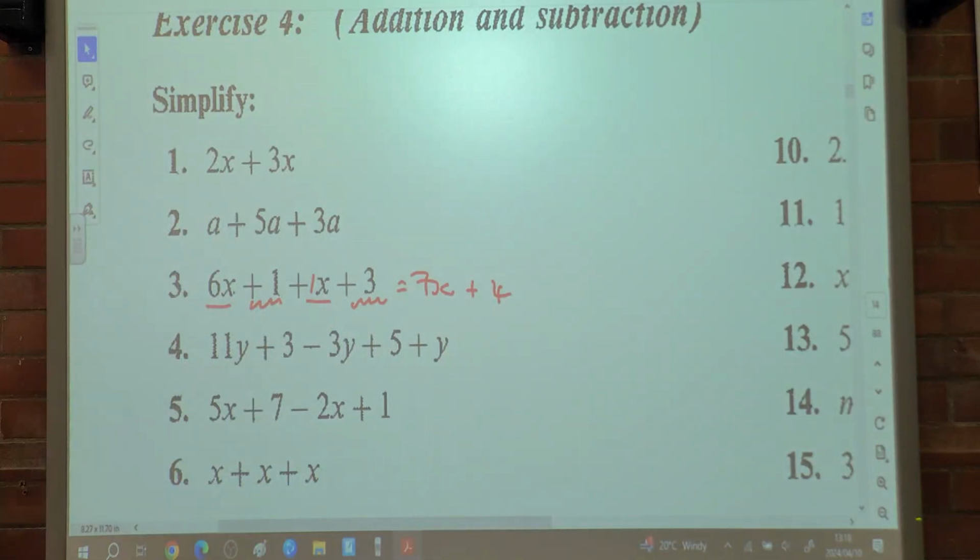What is the confusion here? I know some of you add everything together and got 11x. No, you can't, because it's unlike terms.